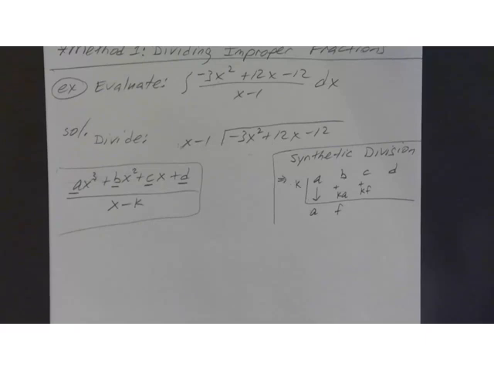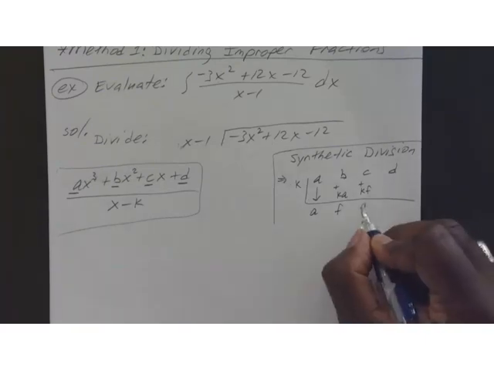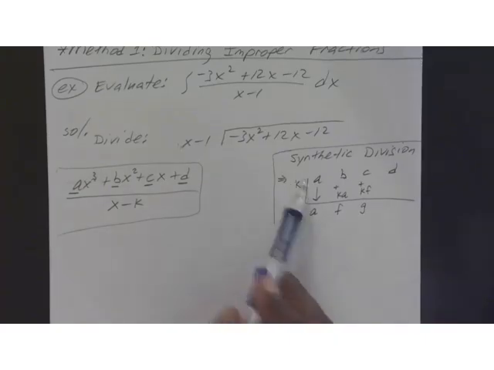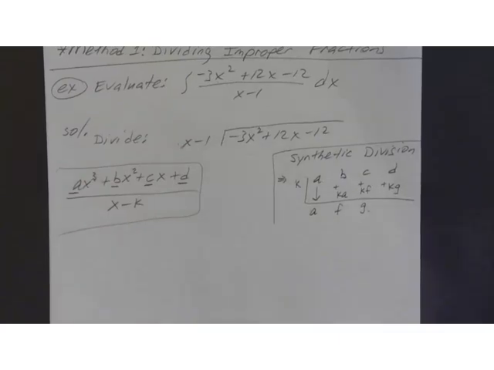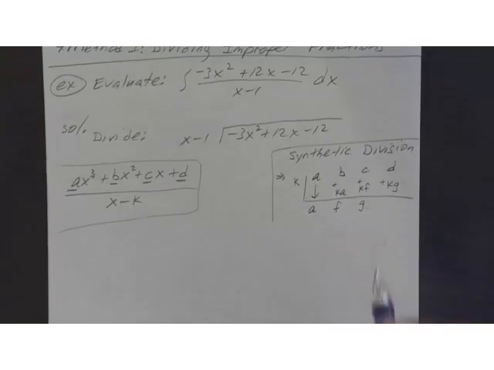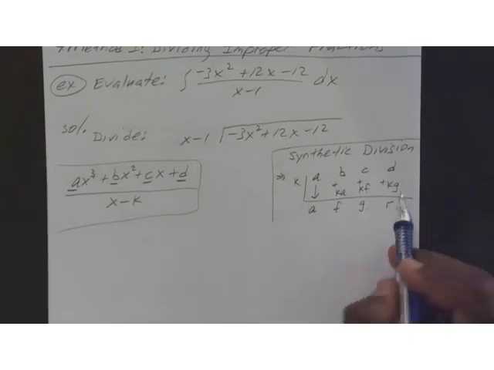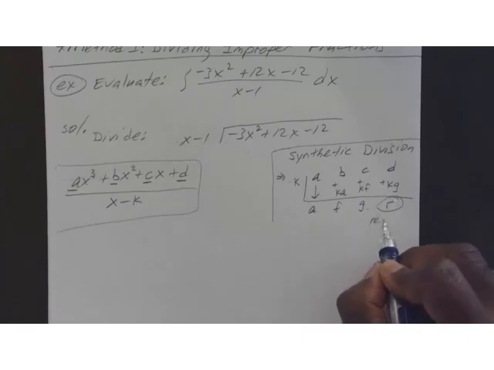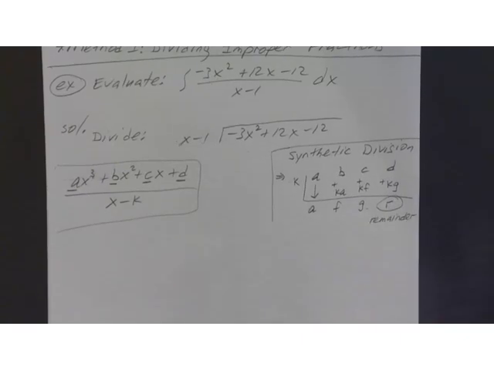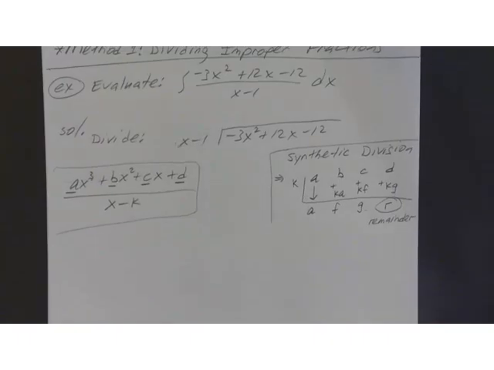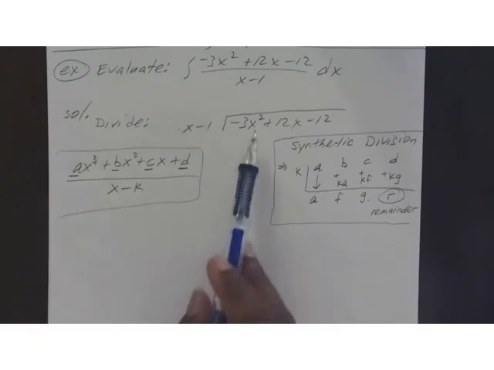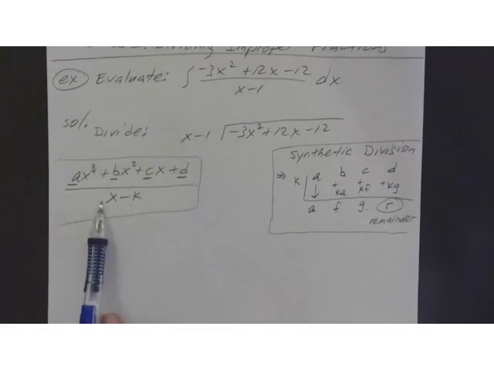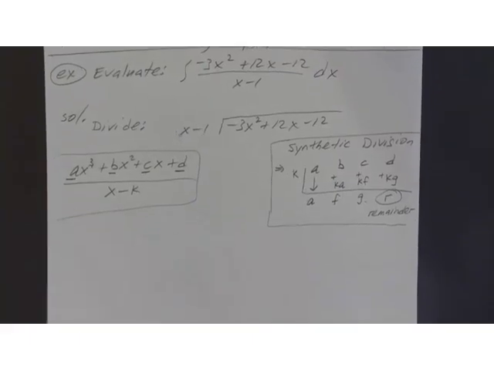So let's say we add those numbers together and we get some number that we will call g. And you multiply k times that number and add it all the way down till you get to your last term. Once you reach your last term, you add those together. Let's say that's some value r, that's your remainder. So it really is a whole lot faster than trying to do it the long way, as long as your denominator's coefficient is 1.